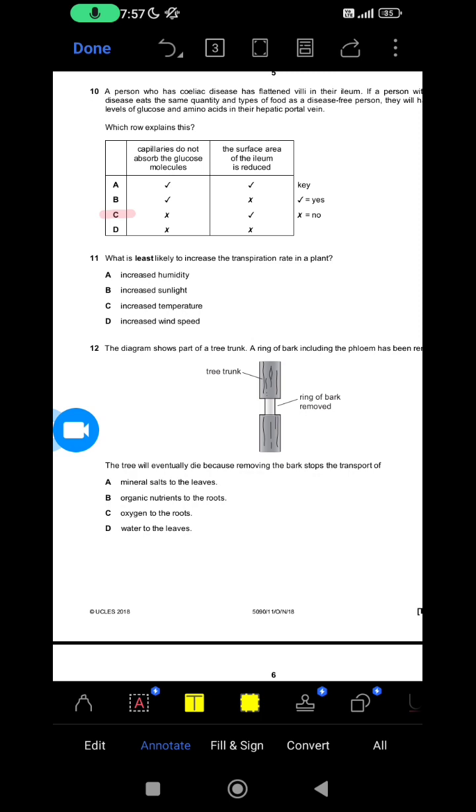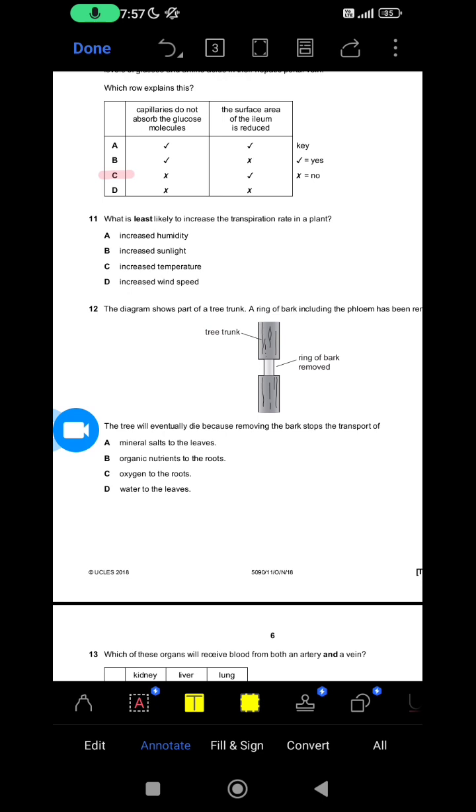Due to increased temperature, more transpiration occurs as the plant needs cooling. And due to increased wind speed, the water vapor gradient also increases, so more transpiration occurs. So A is the only choice due to which transpiration rate will not increase. Increased humidity will decrease the transpiration rate, as the water vapor gradient will also decrease.